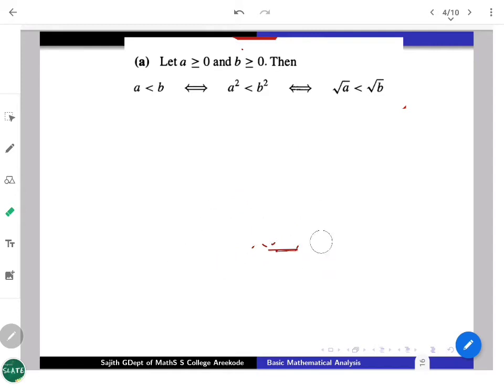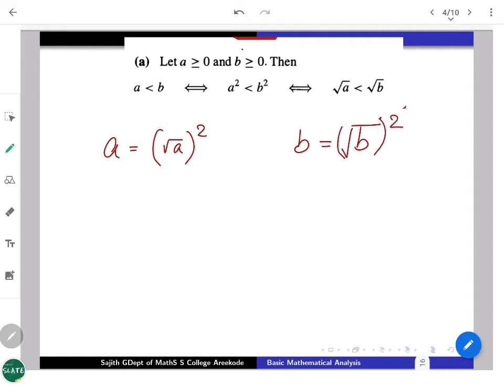So once you just notice what A is: A is the positive square root of A square. B is nothing other than the square root of B whole square. Right? Since both are non-negative, definitely the positive square root of A and the positive square root of B exist.